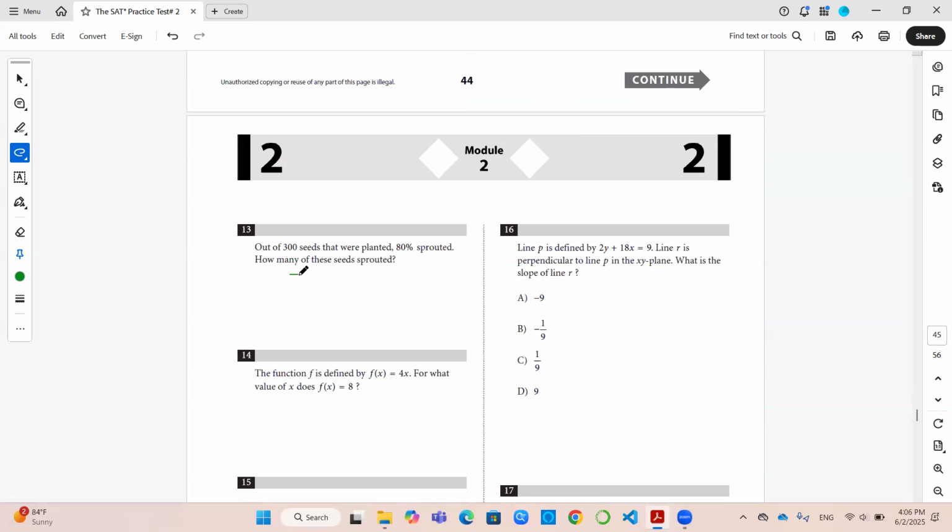Out of 300 seeds that were planted, 80% sprouted. How many of these seeds sprouted? Okay, just simply do this.